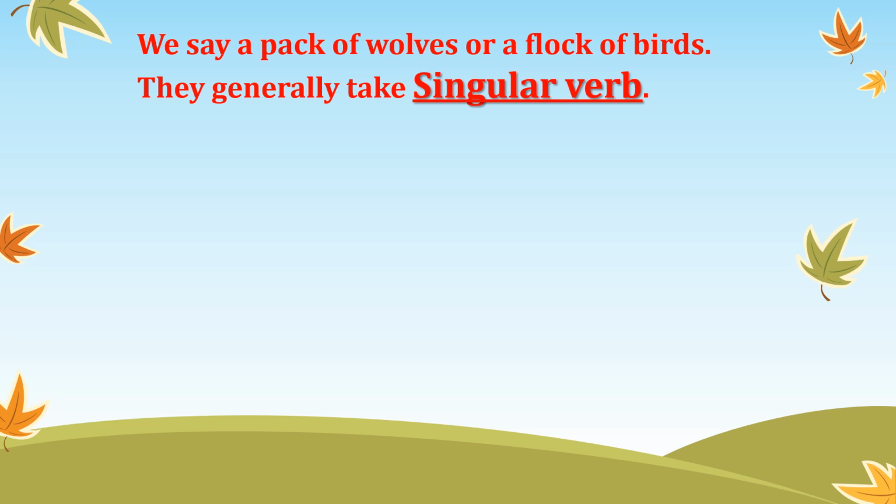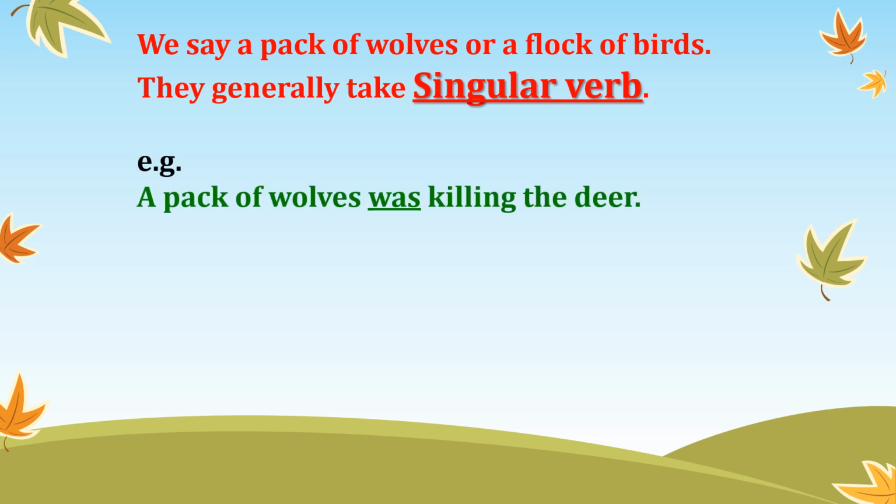When we are talking about collective nouns, that means when we are talking about a pack of wolves or a flock of birds, they generally take a singular verb with them because a pack of wolves will be considered as one group. So they will take a singular verb with them. Let us use a few examples to understand this better. A pack of wolves was killing the deer.